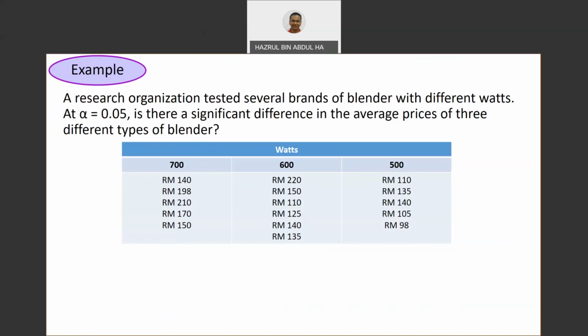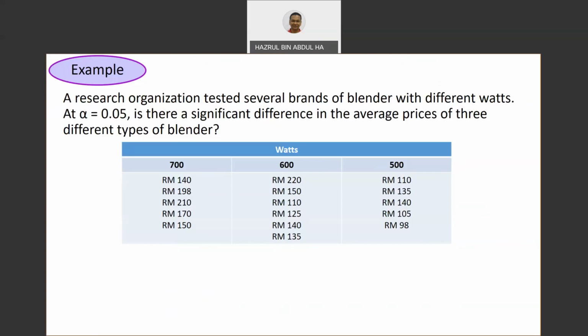The sample size in the first group is 5, the sample size for the second group is 6, and the sample size for the third group is 5. Meaning that we cannot use the Tukey test, because the condition for the Tukey test is that the number of samples in each group must be equal.